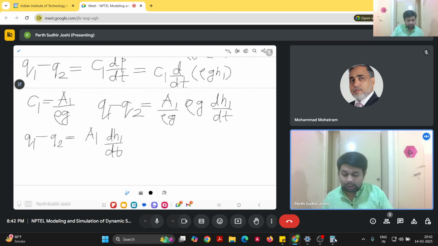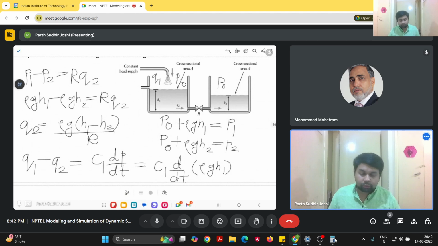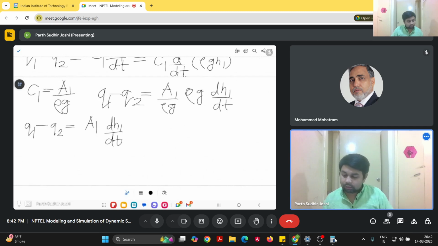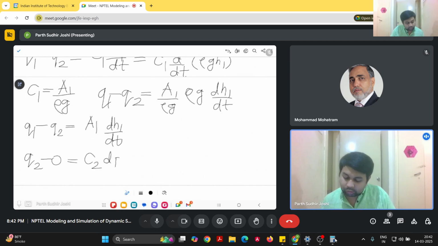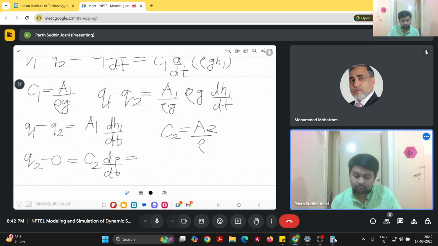And then for the second tank we can again write the equation for its capacitance. Here there is no flow leaving the container, only flow coming in, so we write only Q2 minus 0. It will be C2 into the rate of change of pressure across it. C2 we can again write as A2 by rho g.